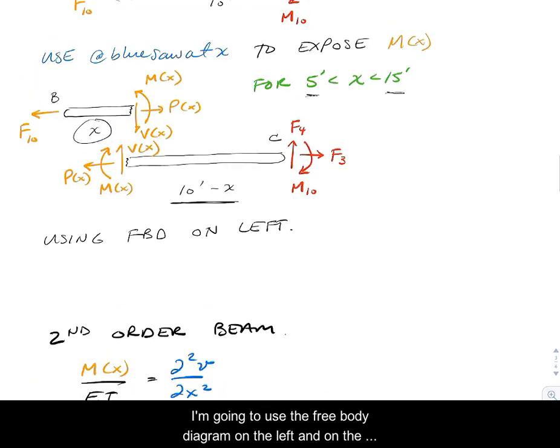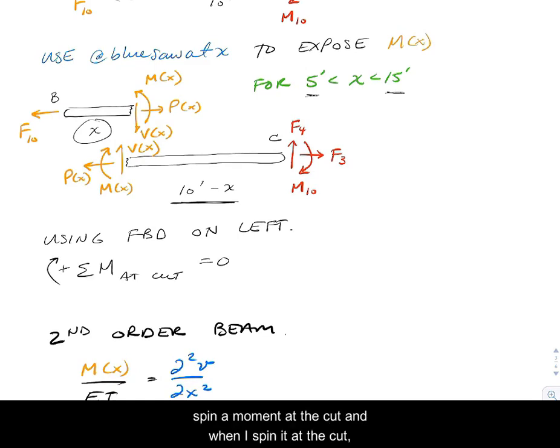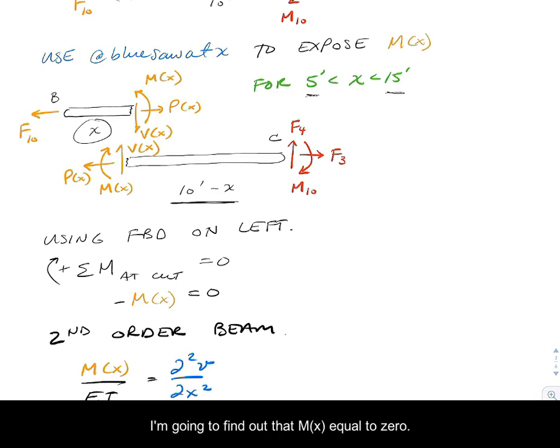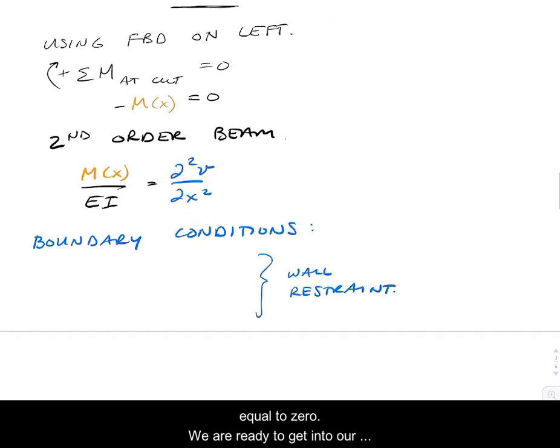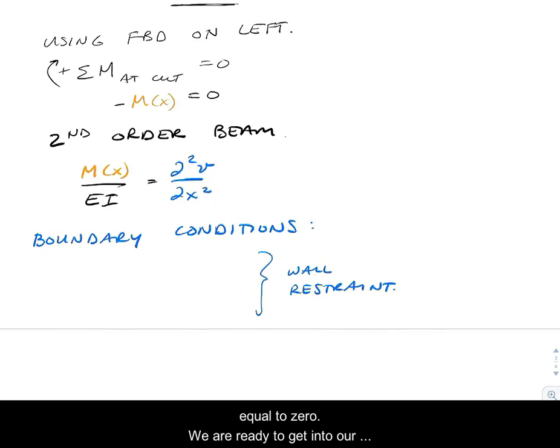And so I'm going to use the free body diagram on the left. And on the left, I'm going to quickly sum moments at the cut. And when I sum moments at the cut, I'm going to find out that M of x is equal to 0. So between points B and C, the moment inside the beam is equal to 0.